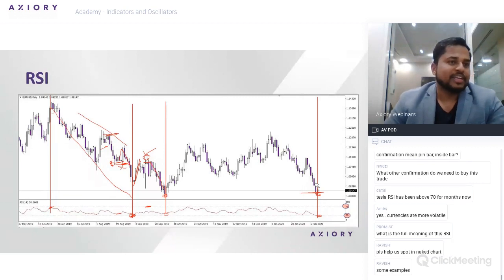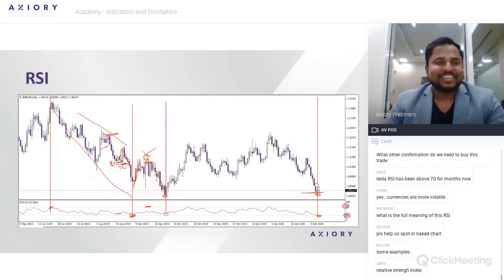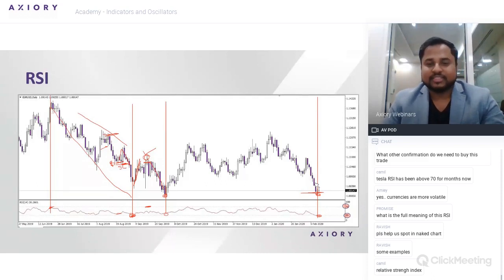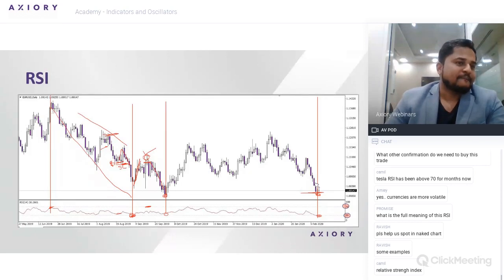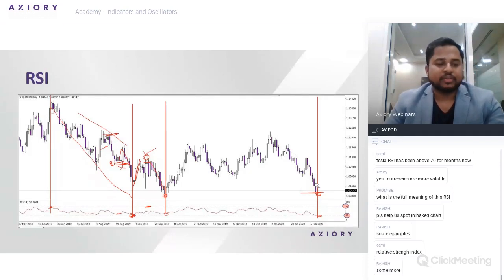Please help us spot in the naked chart. Okay, I think we only covered some topics in the last classes. I hope we covered pretty good topics on the last session. So what more are you looking for? Some examples. Okay.